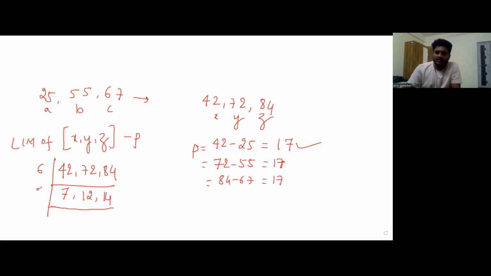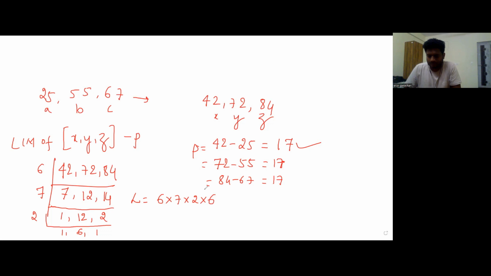Now I can further divide it by 7. 7 ones are 7, 12 will keep as it is, 7 twos are 14. And lastly, we can divide it by 2. 2 ones are 2, 2 sixes are 12, 2 ones are 2. So your LCM is 6 into 7 into 2 into 6. What is 6 into 7 into 2 into 6? So 504. Use any method you like.